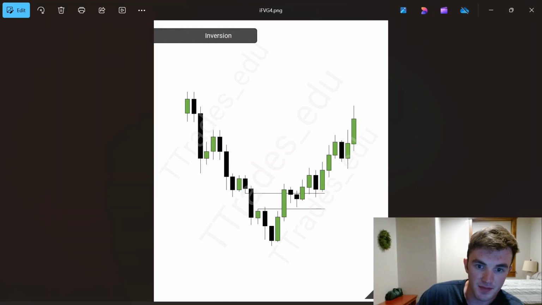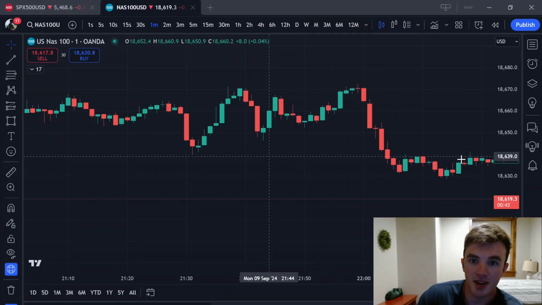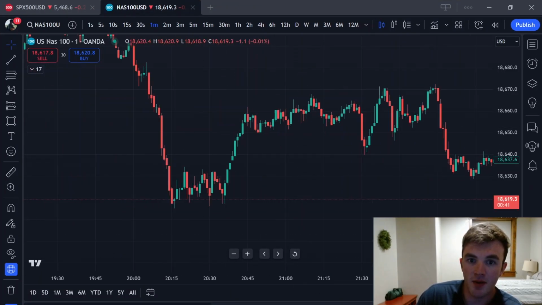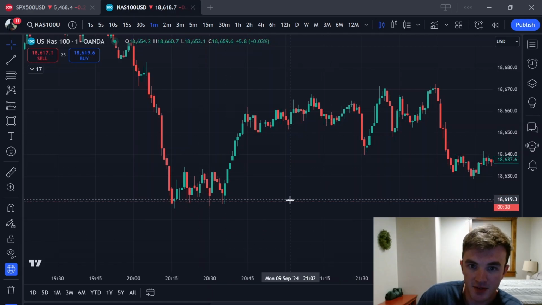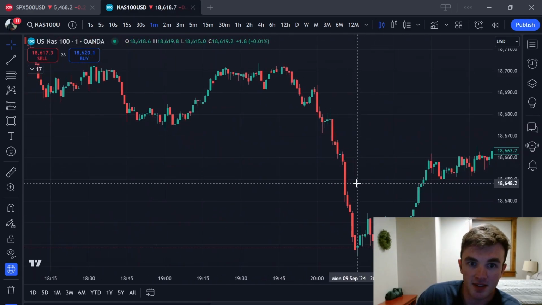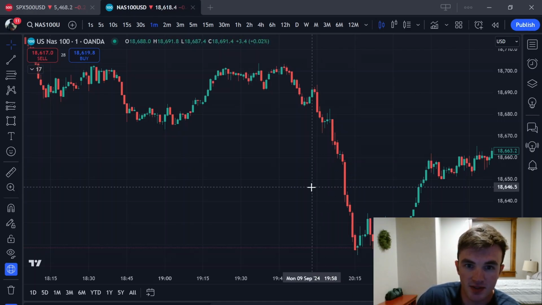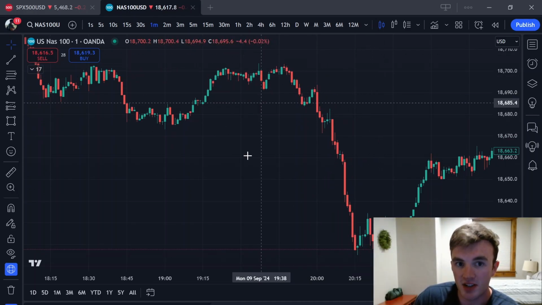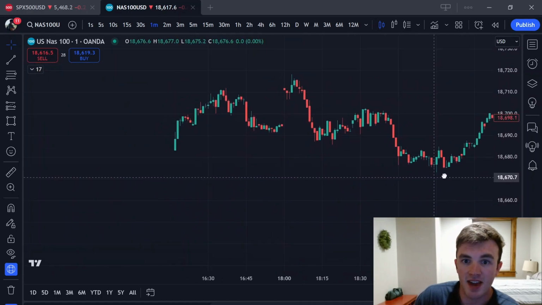Now, we're going to go through some examples, and we're going to talk about what is a good inverse fair value gap setup, what's not a good inverse fair value gap setup, and how you can actually use this to trade, because there is an actual model that is created. Dodgy created it, and it is excellent.